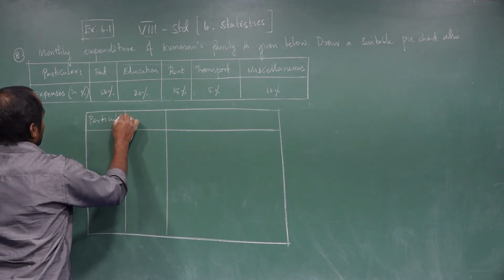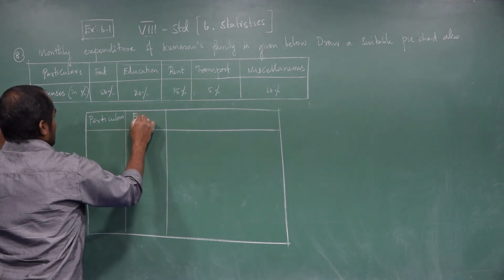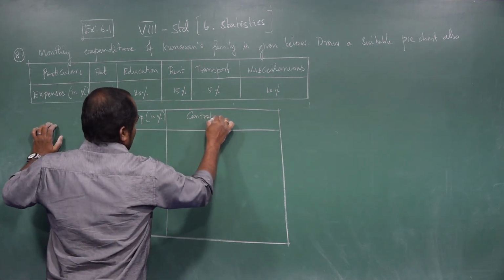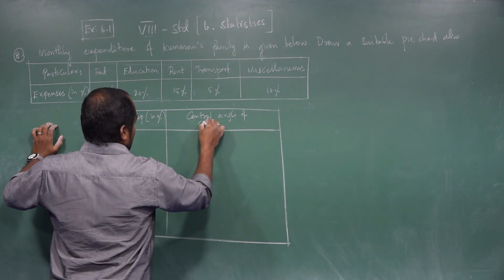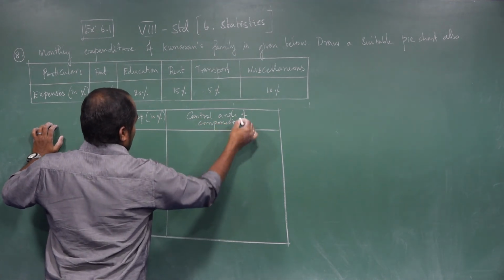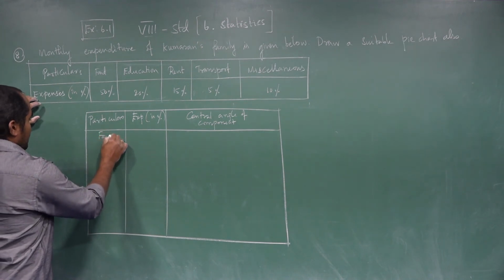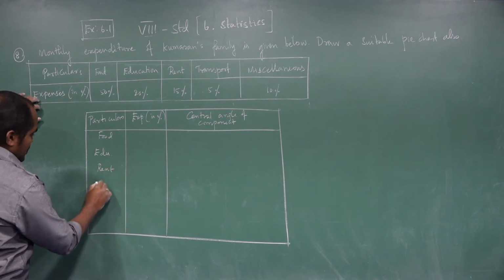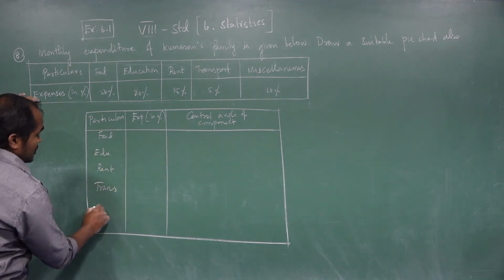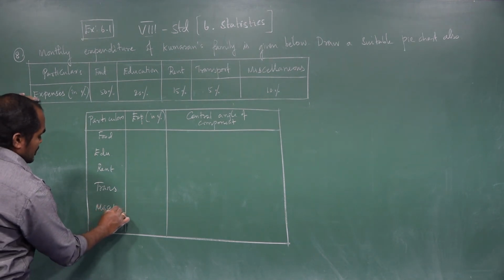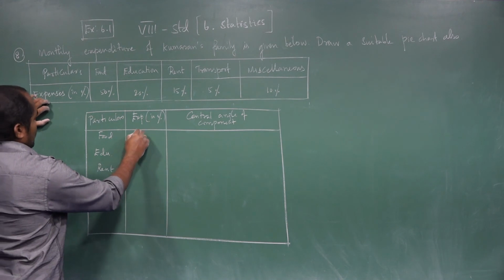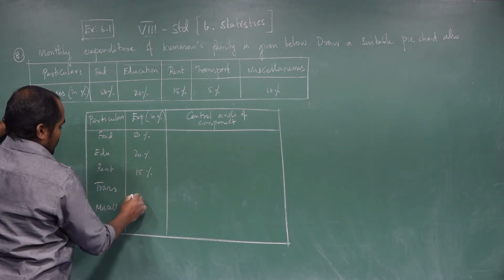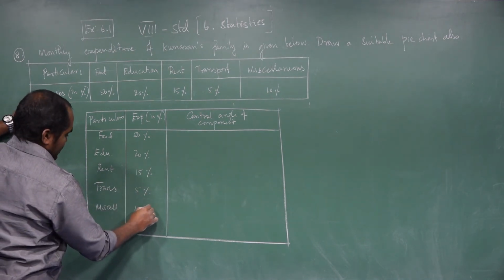Particulars, here expenses in percentage and central angle of component, right? So here particular is food, next one is education, next is rent, next is transport, and next is miscellaneous. Percentage for food is 50%, 20%, 15%, 5%, and 10%.